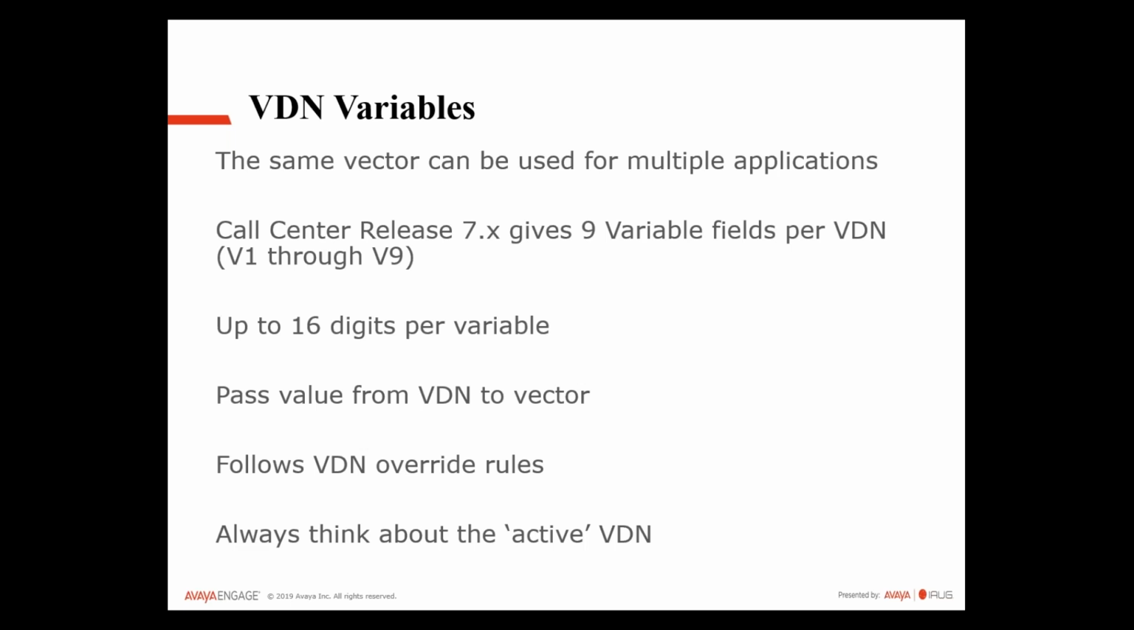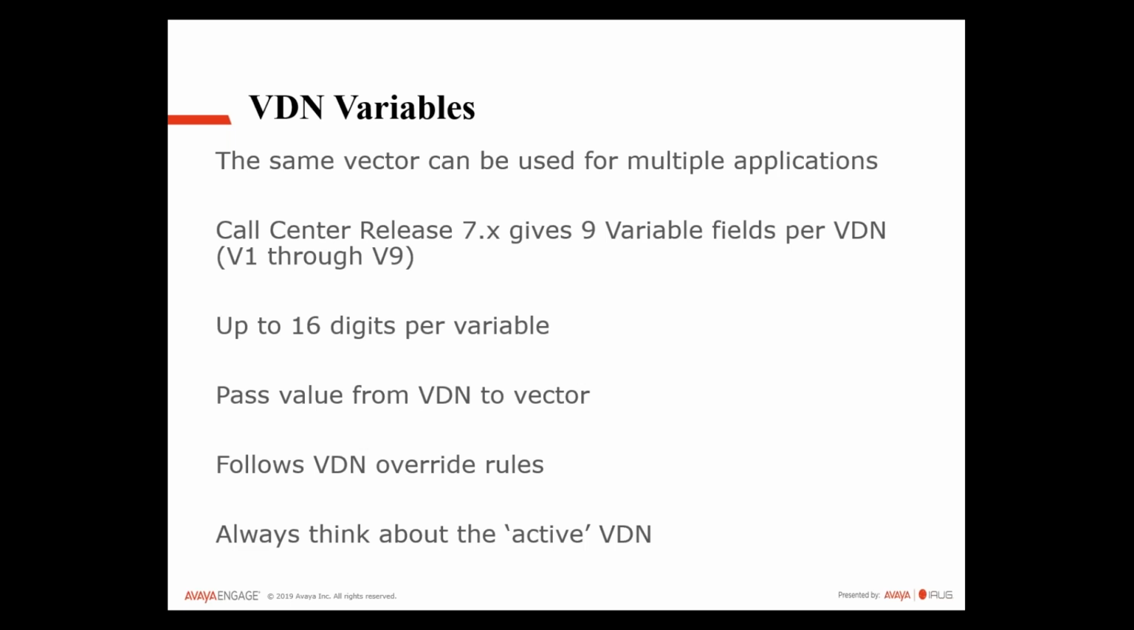So in the VDNs, this is where I said the variables kind of give you that flexibility. So you can use the same vector for multiple VDNs, and it keeps things easier to troubleshoot. At least in our world, it did. Avaya used to only give us V1 through V5. They've now increased it to V9 in release 7, which was great, giving us more fields.